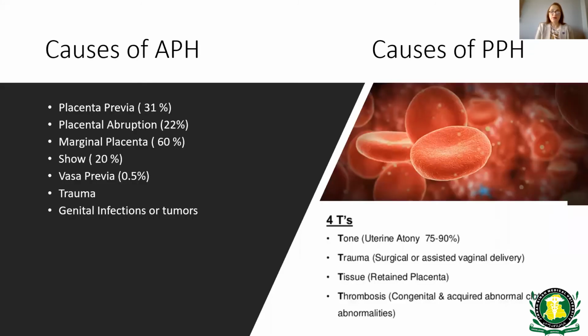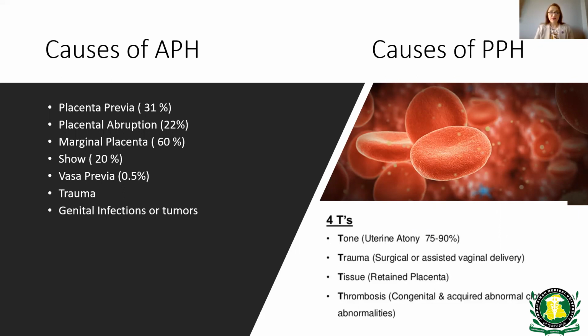So let's talk about causes of antepartum hemorrhage. The causes of antepartum hemorrhage are placenta previa, where the placenta is low-lying. Instead of being on the upper part of the womb, the placenta is attached at the lower end, and hence it causes bleeding. This is seen in 31% of cases of all antepartum hemorrhage.